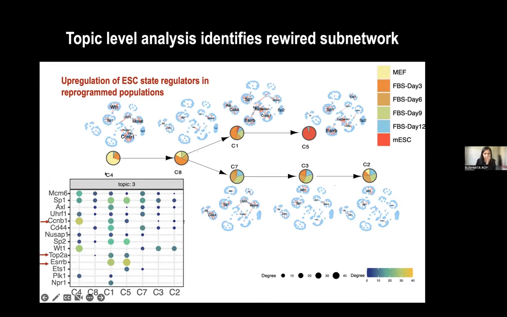And so this is basically trying to summarize all this information, and these are other regulators, and the size of the circle corresponds to the number of targets. We can see the extent of rewiring of different regulators. We find several cell cycle regulators and regulators known to be important for establishing embryonic stem cell state in these. So we think that the cell cycle program needs to be upregulated together with, of course, the pluripotency program.